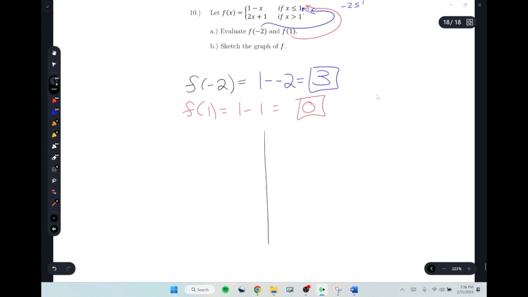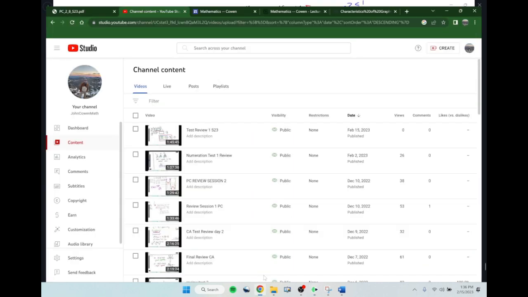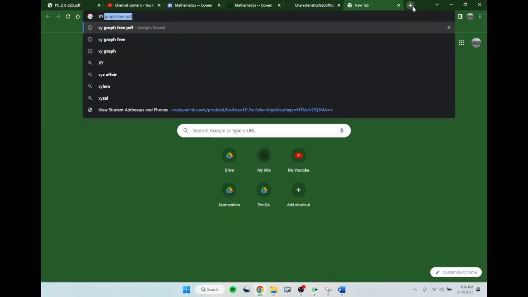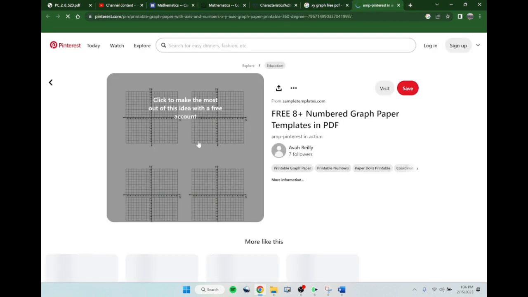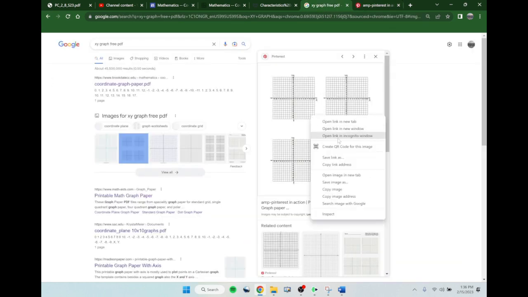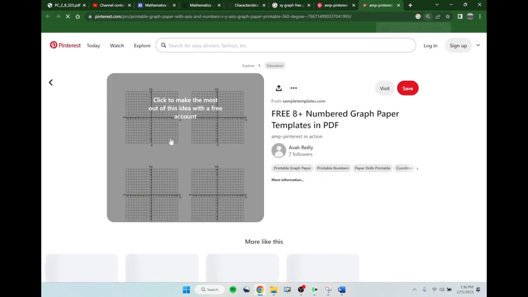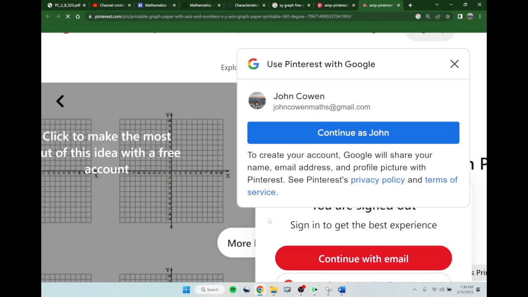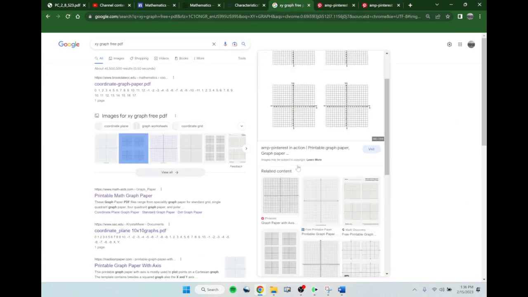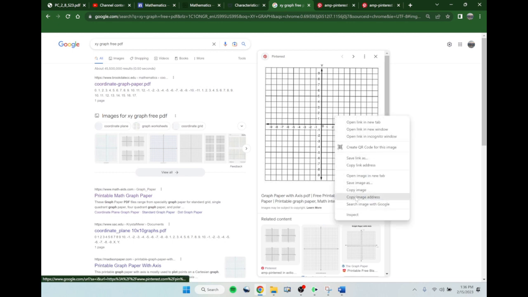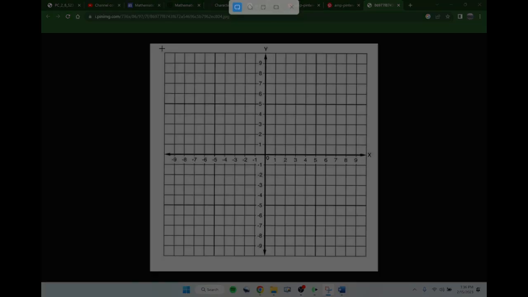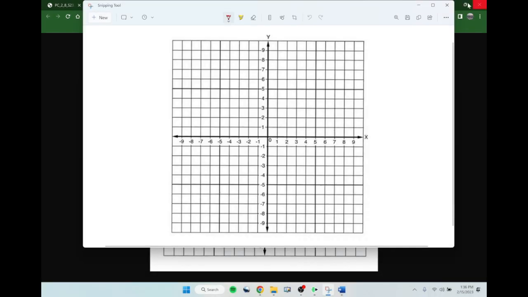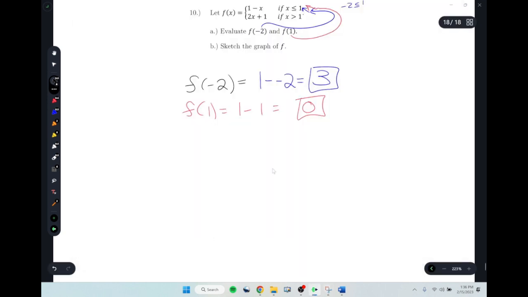Here we go. Actually, hang on. XY graph. Free PDF. Sweet. Open. Oh, they're so mean. That's so mean of them. Let's find a different one. Much nicer people. Why make it private? This is not unique. You're not going to make money off of that. Why make that behind a paywall?